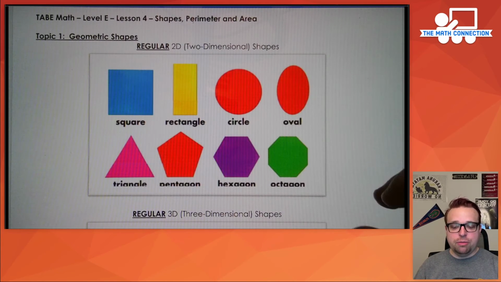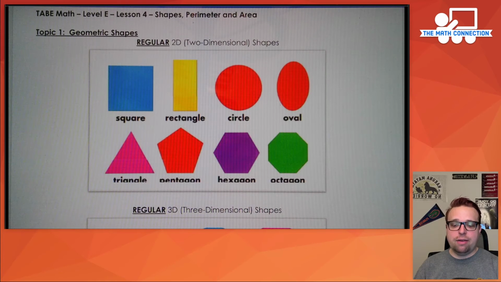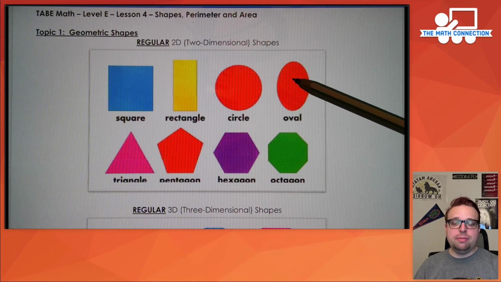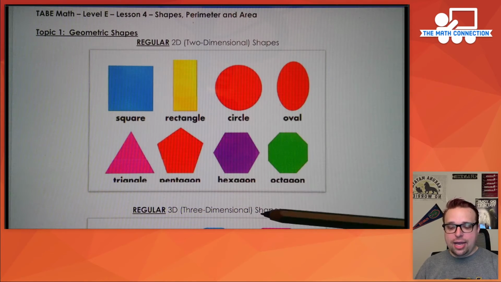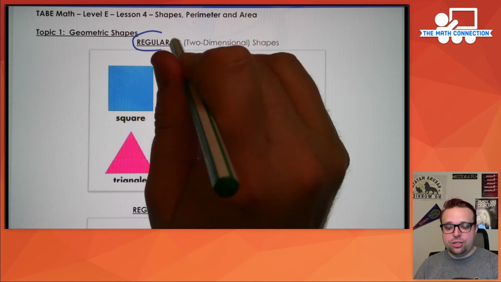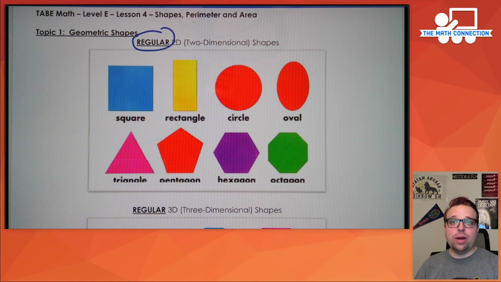This is all about geometric shapes. So the first thing we have are some regular 2-dimensional shapes. And I'm going to clarify for you in just a minute what I mean when I say regular, because that is there for a reason. I'm not just calling it regular because I feel like it. There's a definition of what it means for a shape to be a regular shape and an irregular shape.